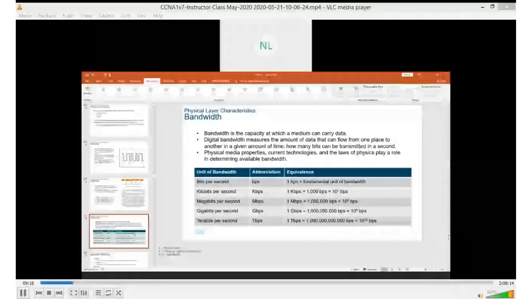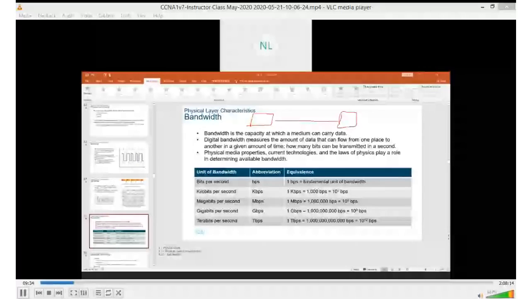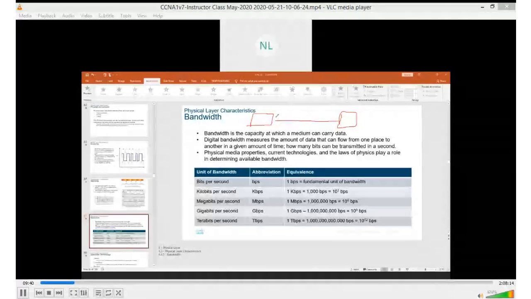Now, the next thing that we're going to talk about, since we're talking about a connection from, let's say, a source, a PC or a phone, to another device, let's say the destination, is bandwidth. Bandwidth measures how much information you can send every second. The smallest bandwidth we have is, let's say, 1 bit per second. So let's say this cable is 2 bits per second, for example. If this cable is 2 bits per second, it means that every second it can only send 2 bits.